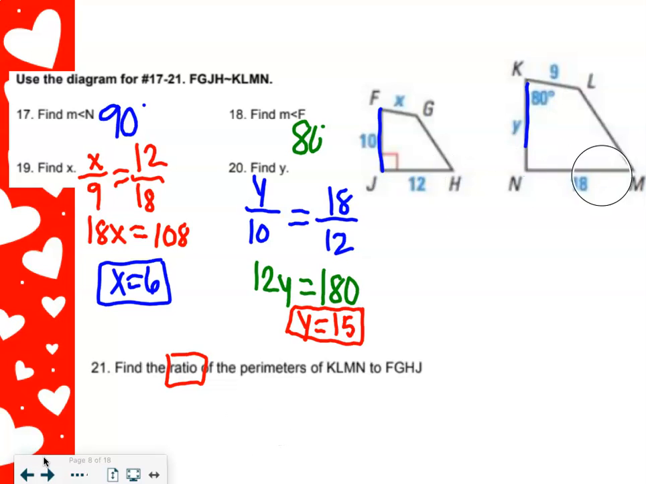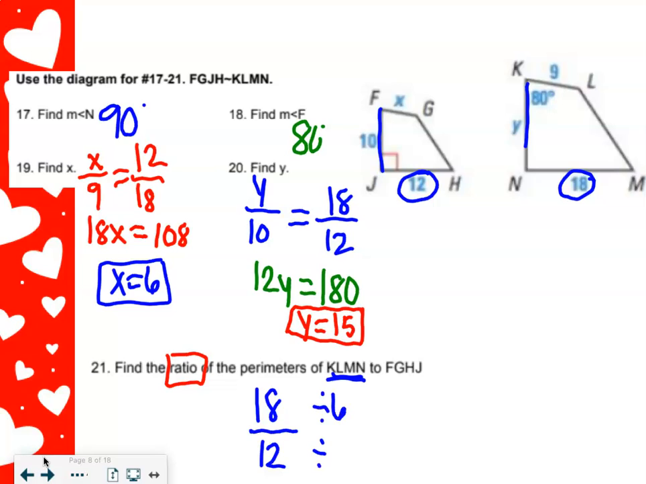So I'm going to pick these two bottom ones because I know these guys go together. So I'm going to have 18, because it wants the big guy first, over 12. And now I'm going to reduce. Well, what goes into 18 and 12? 6 does. So really, I'm going to divide by 6. I'm going to get 3 over 2.